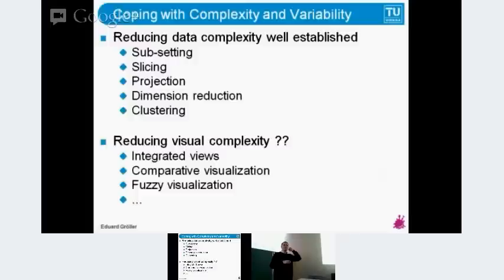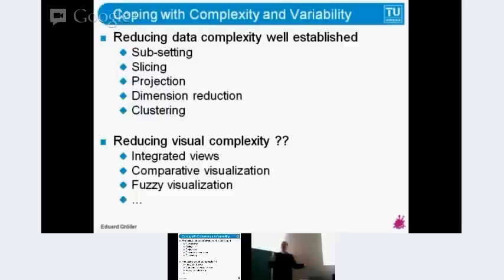Or dimension reduction. In data mining, this is very well known. You have a data set with 10, 50, 100 dimensions. What are the most important ones? Maybe not all dimensions have the same importance. You can do principal component analysis, multidimensional scaling, whatever. Or clustering. Clustering means you're taking your objects. Some of them are maybe similar according to a certain metric, according to a certain quantity, and you're combining those to one larger element, a cluster.